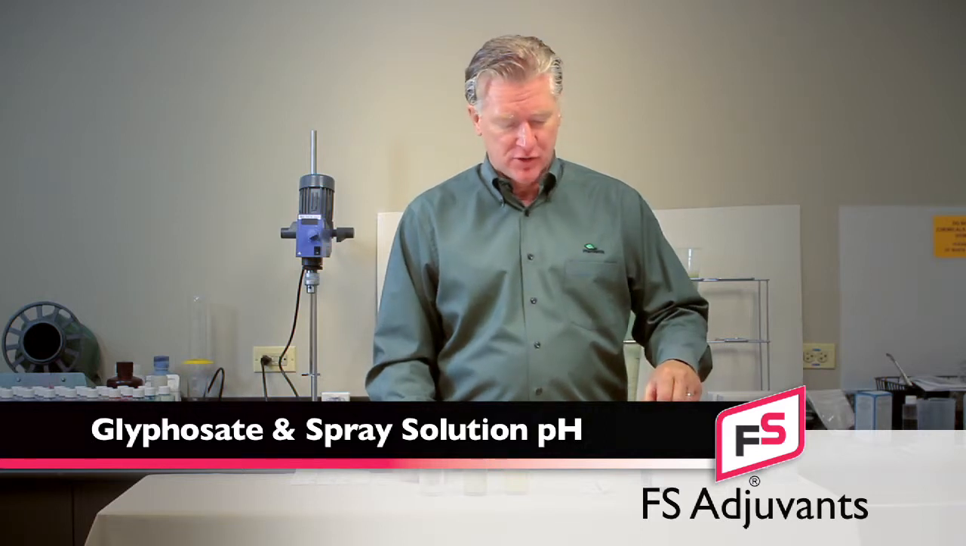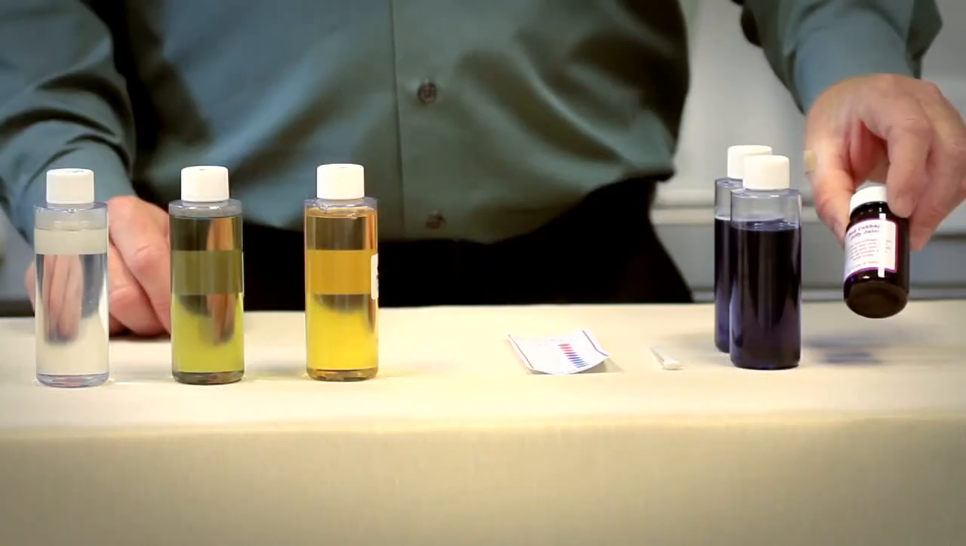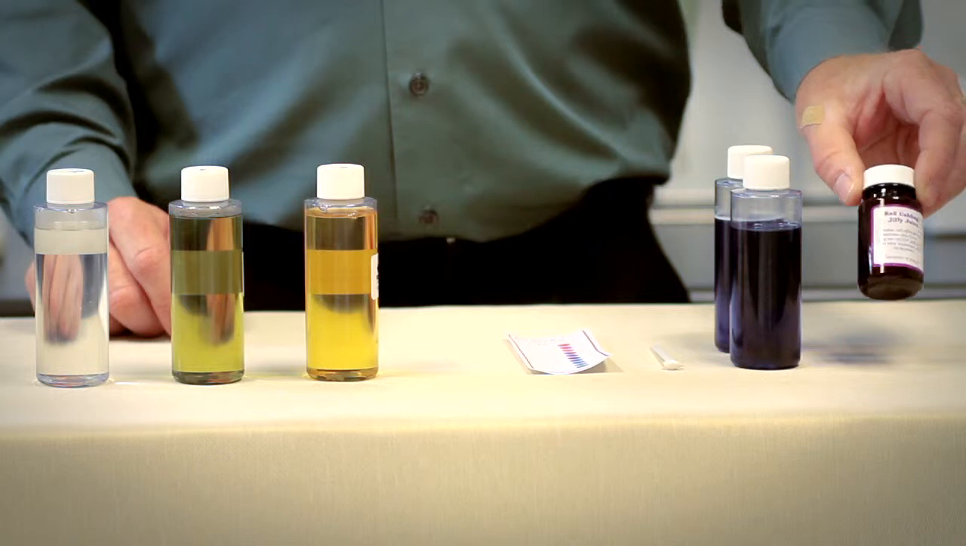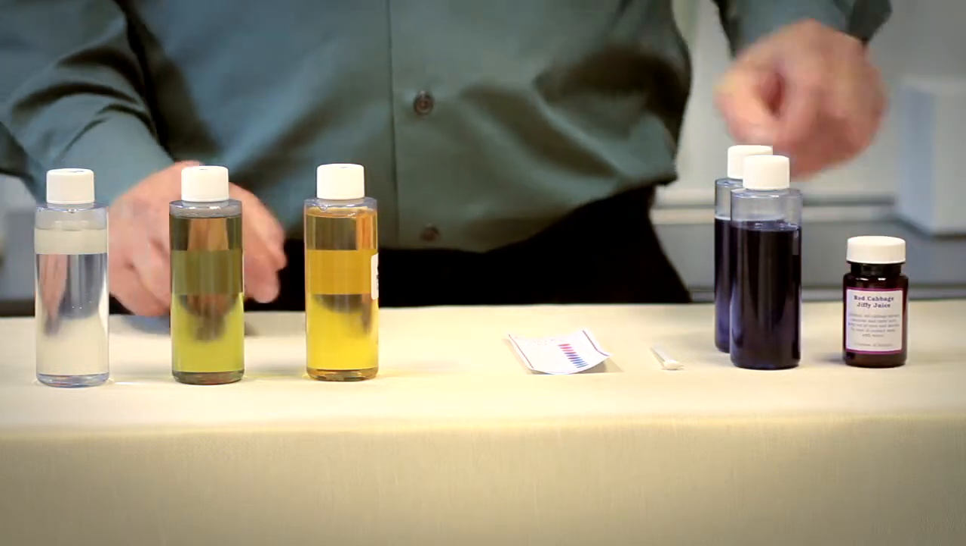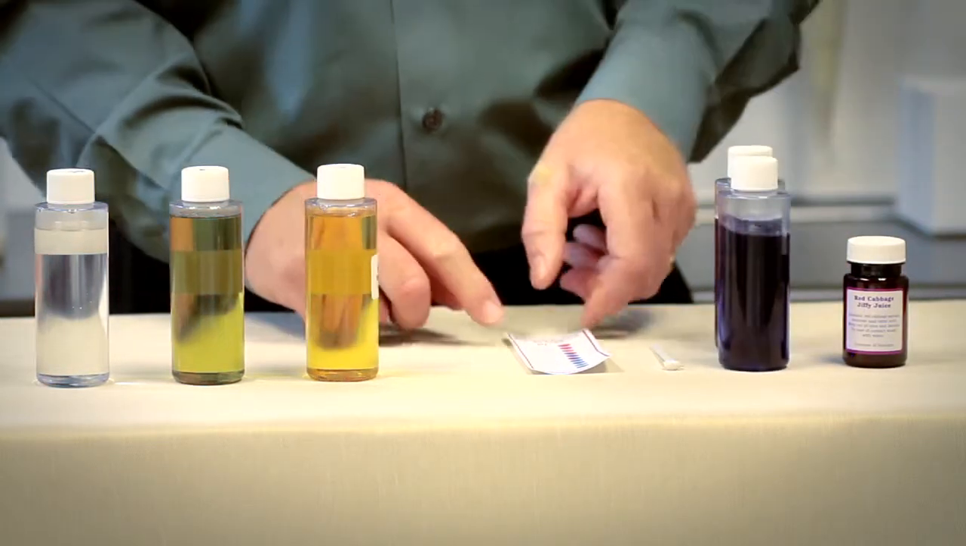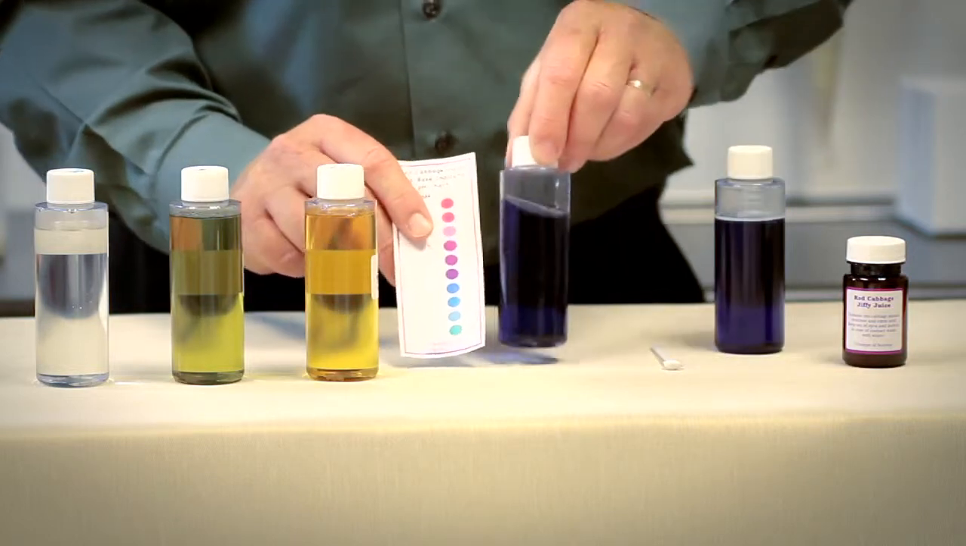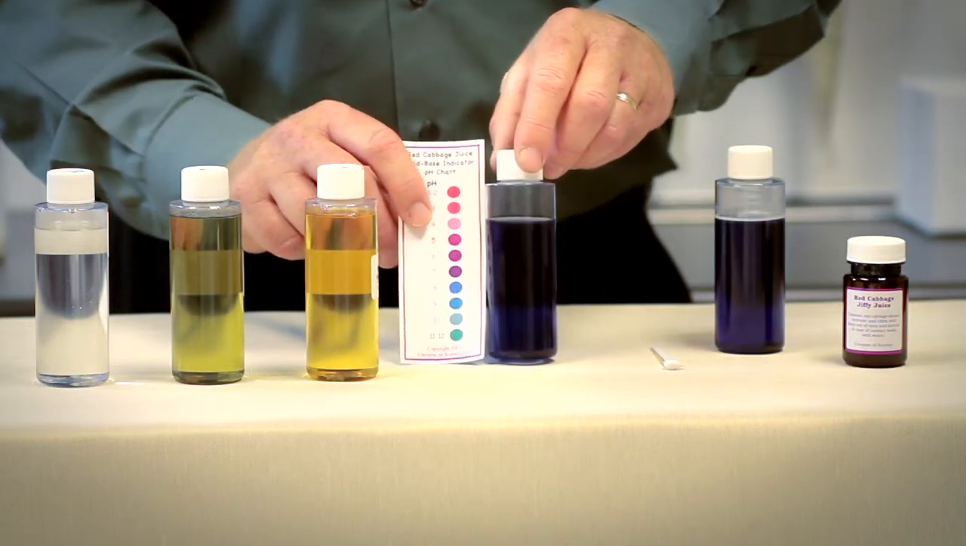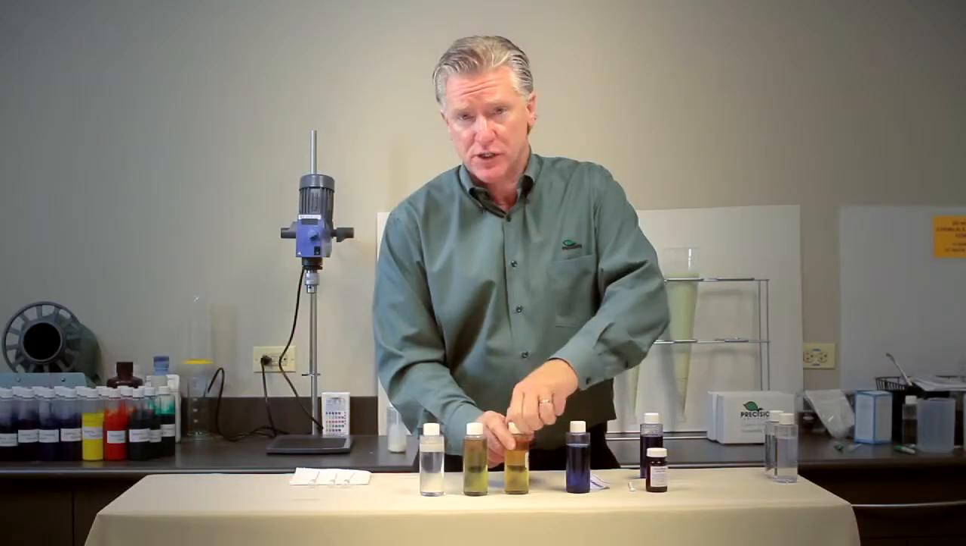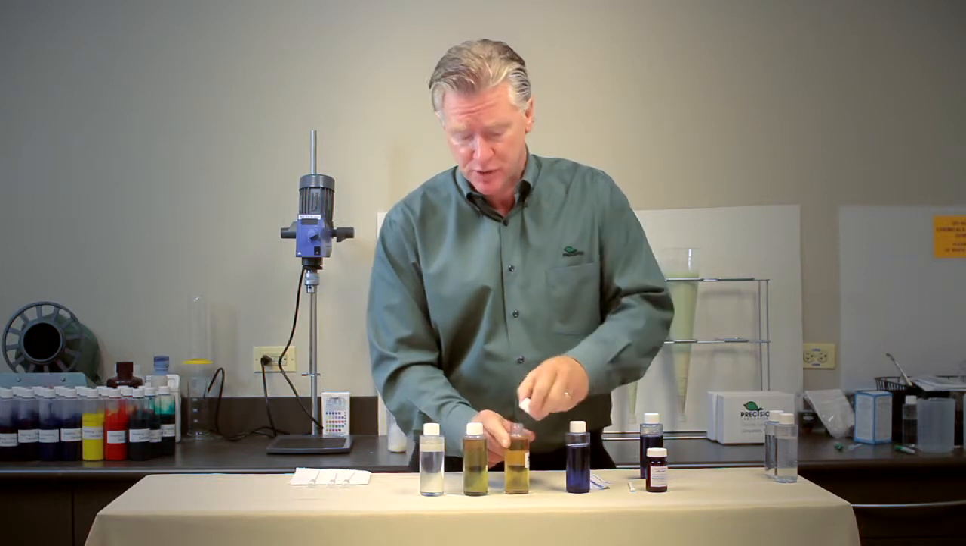If you've seen other videos that we've done, you know that I like to use red cabbage juice extract as a pH indicator for my spray solution. Now, I've already prepared a sample of spray solution here, and as you can see, it's logging in at about a pH of 8. We know that glyphosate's a pretty strong buffer, and it can reduce spray solution pH.